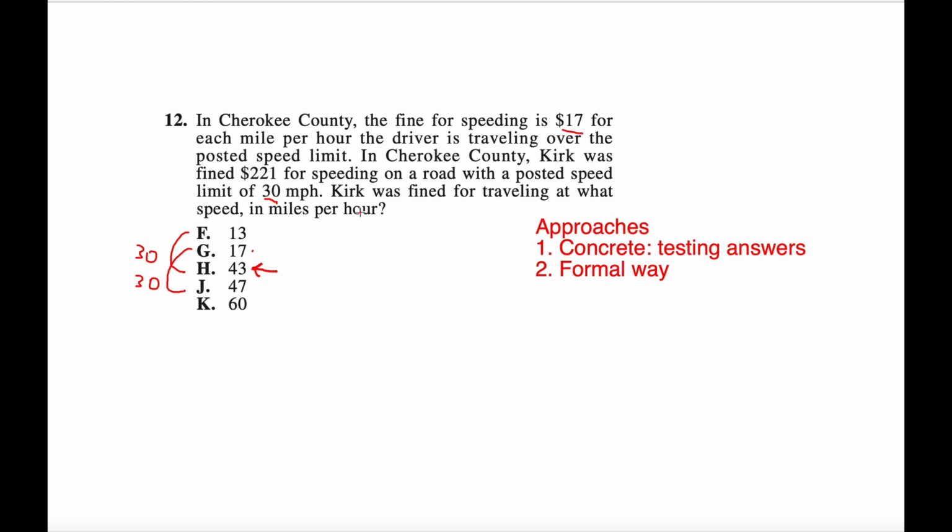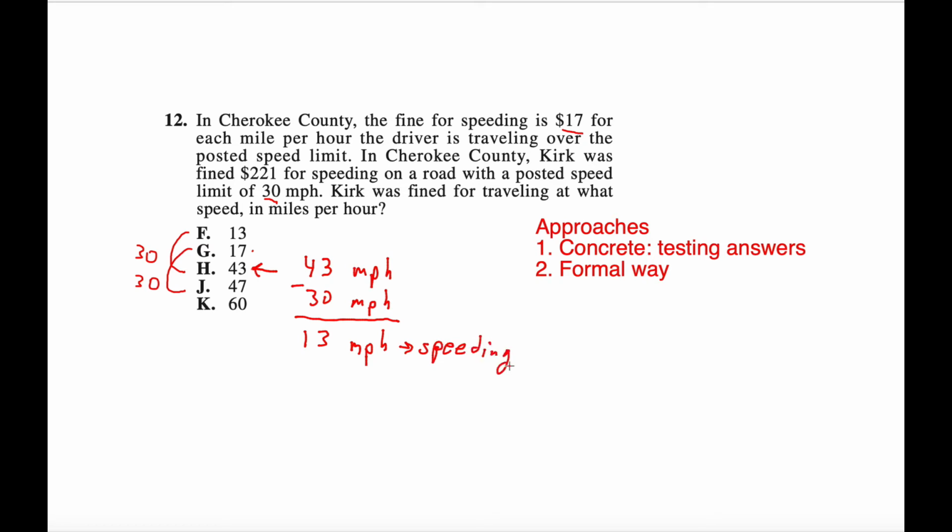So we'll say that Kirk was fined for traveling at 43 miles per hour, and plugging that back into the question, we know that the speed limit was 30 miles per hour. If he's going 43 miles per hour and the speed limit is 30 miles per hour, then we can subtract those two to find out how much he was speeding. So 13 miles per hour is how much he's speeding.